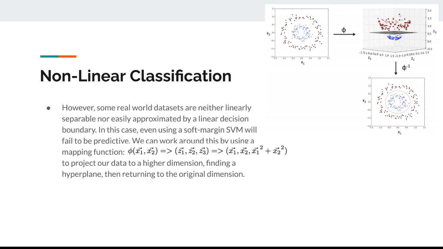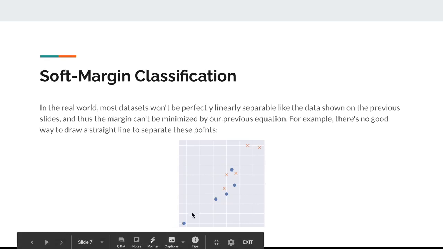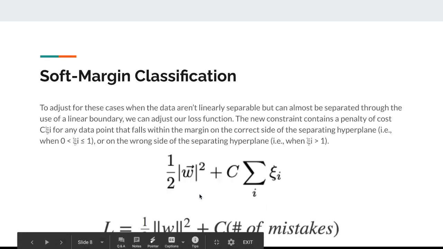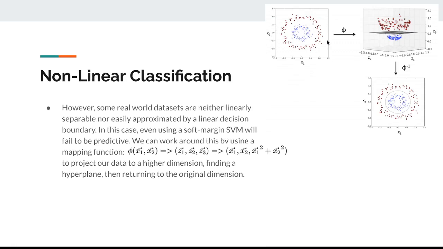So now we can move on to nonlinear classification. Some data sets can't be linearly separated or approximated by a linear decision boundary. So in these cases, using a soft margin SVM will not work, because that assumed we had some way to linearly distinguish the data. For example, in this case on the top right, there's really no reason to use a linear separator here, and it's really inefficient. It would lead to pretty much 50% accuracy, or pretty low accuracy.